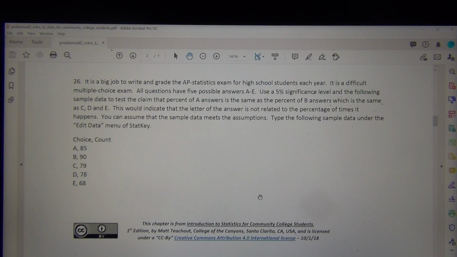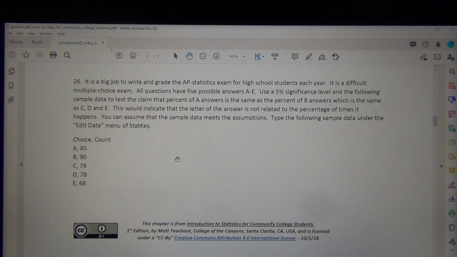Use a 5% significance level in the following sample data to test the claim that the percent of A answers is the same as B, same as C, same as D, same as E. This would indicate that the letter of the answer is not related to the percentage of times it happens. You can assume that the sample data meets the assumptions. Type the following sample data under the Edit Data menu of StatKey. Okay. So notice they actually showed you how to type it in case it's not a preloaded data set. You can type it into StatKey this way.